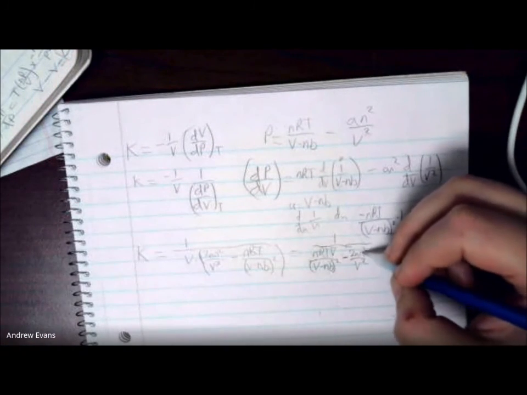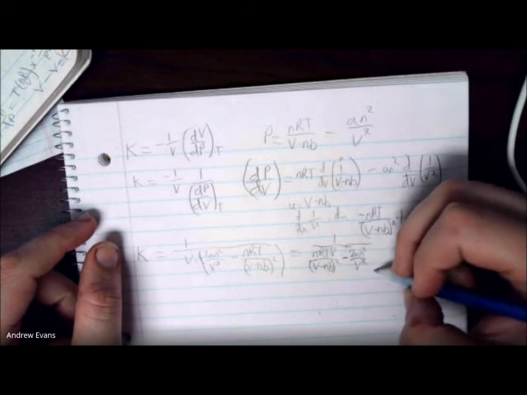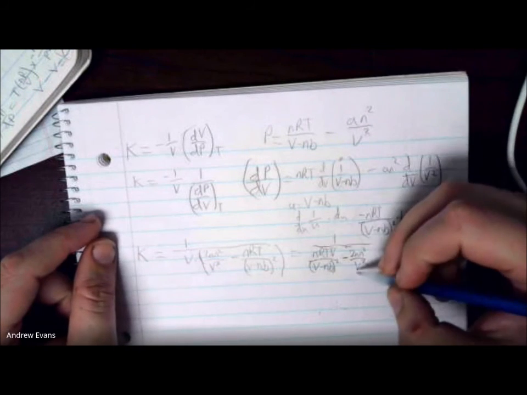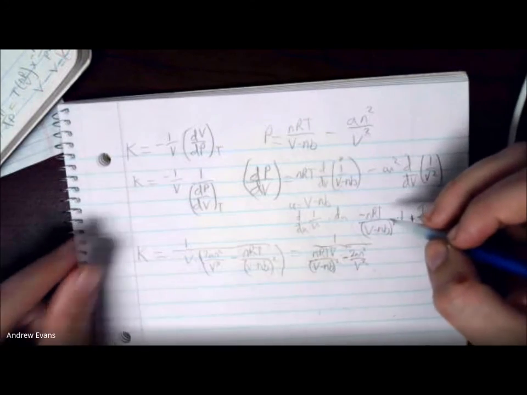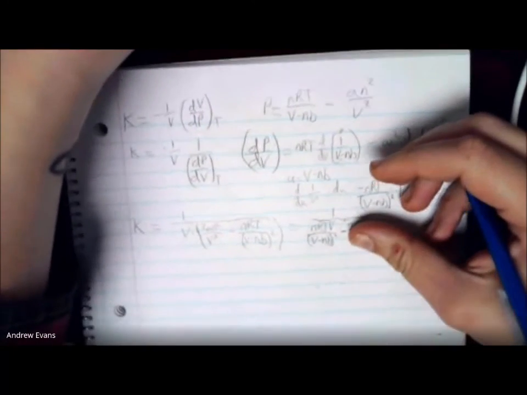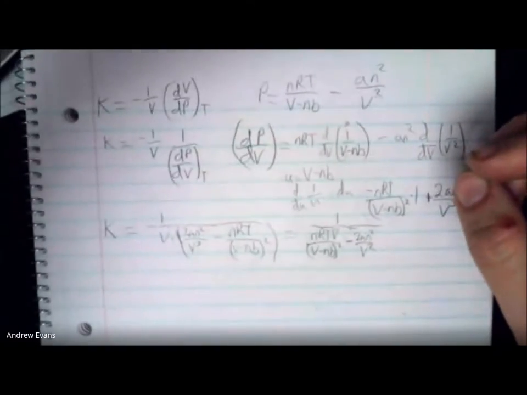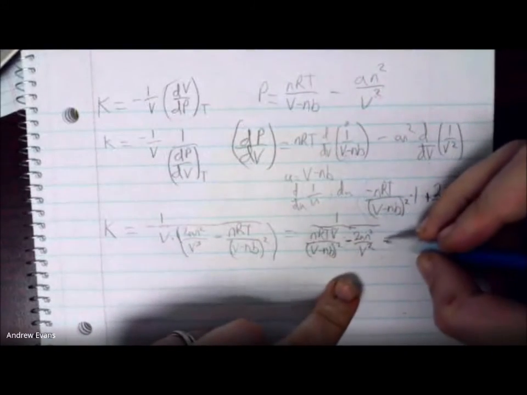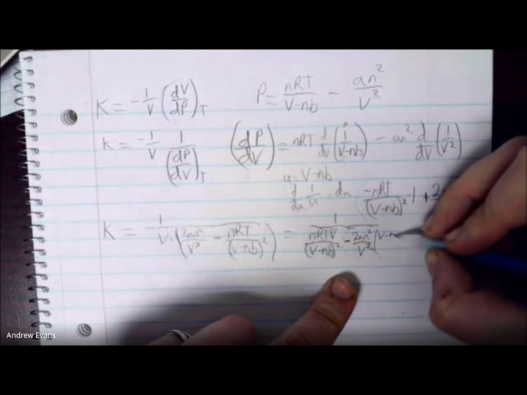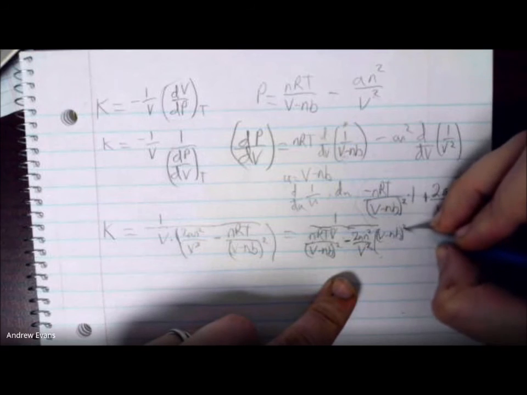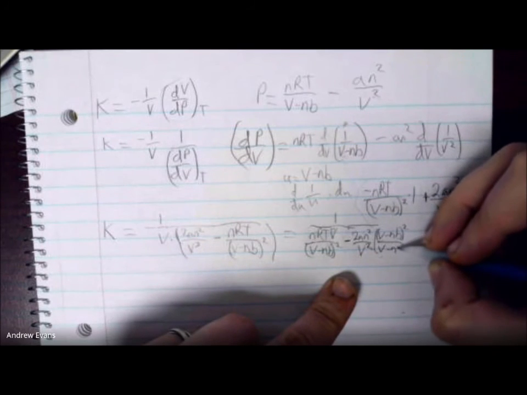Now, to make this one step prettier, we are going to flip this equation around. But in order to do that, we need to combine these two terms. To combine these two terms, we have to get them into the same denominator. So I'm going to multiply V minus nb squared on top and V minus nb squared on bottom. On the other side, I'm going to multiply V squared over V squared.